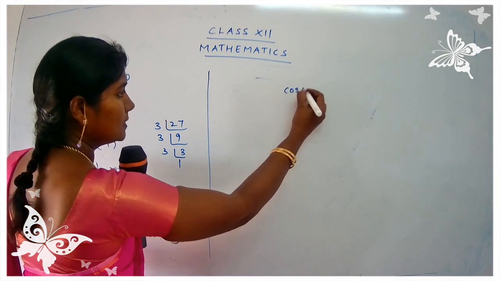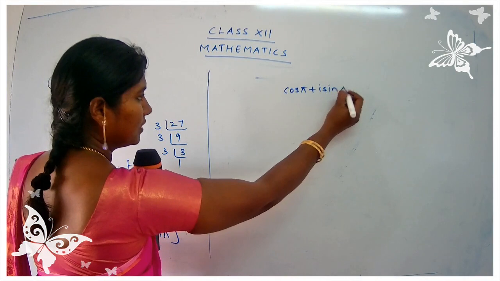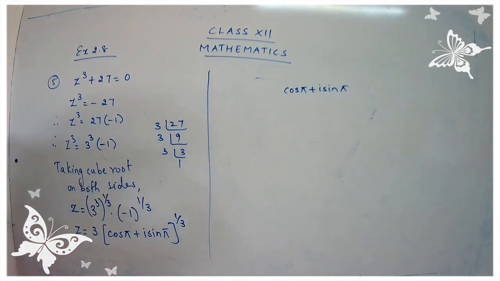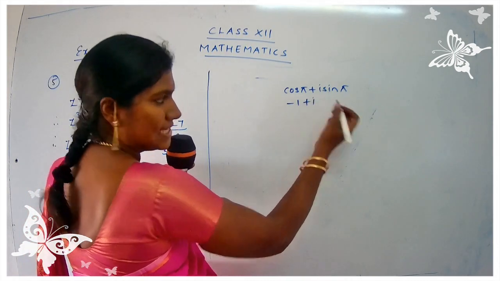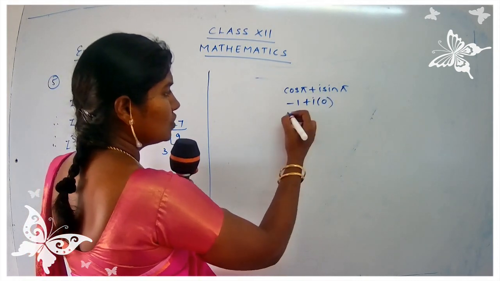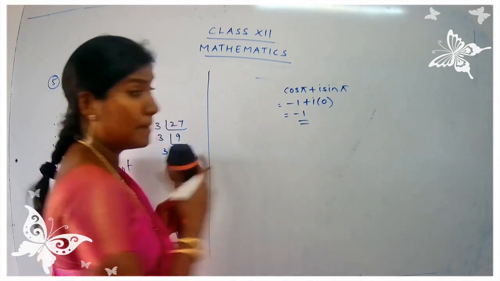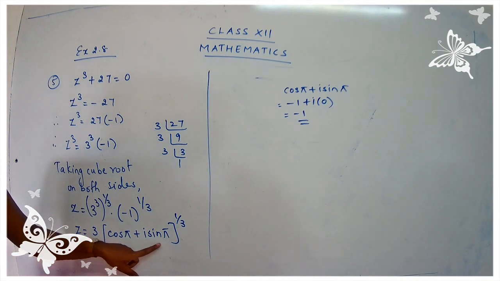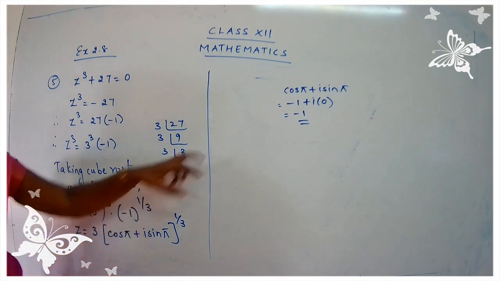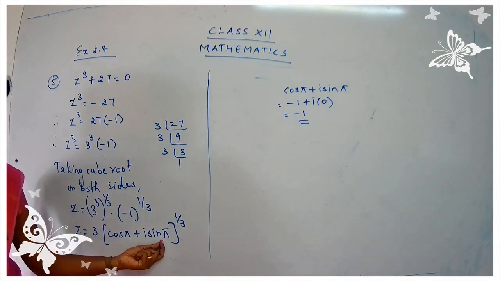So if you have cos pi plus i sin pi, let's try to put the value over here. The value for cos pi is minus 1, plus i as it is, and sin pi is 0. So what is the answer you get here? You get the answer as minus 1. Getting my point, children? So we are going to replace minus 1 as cos pi plus i sin pi. What is the value for cos pi? It is minus 1. And what is the value for sin pi? It is 0.